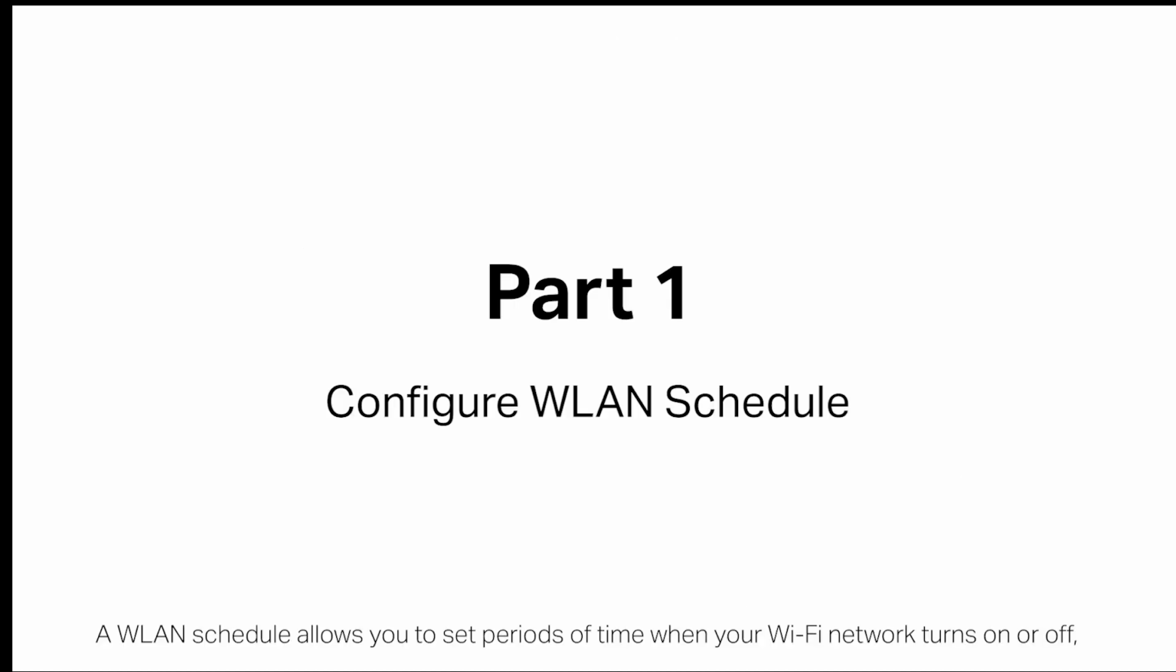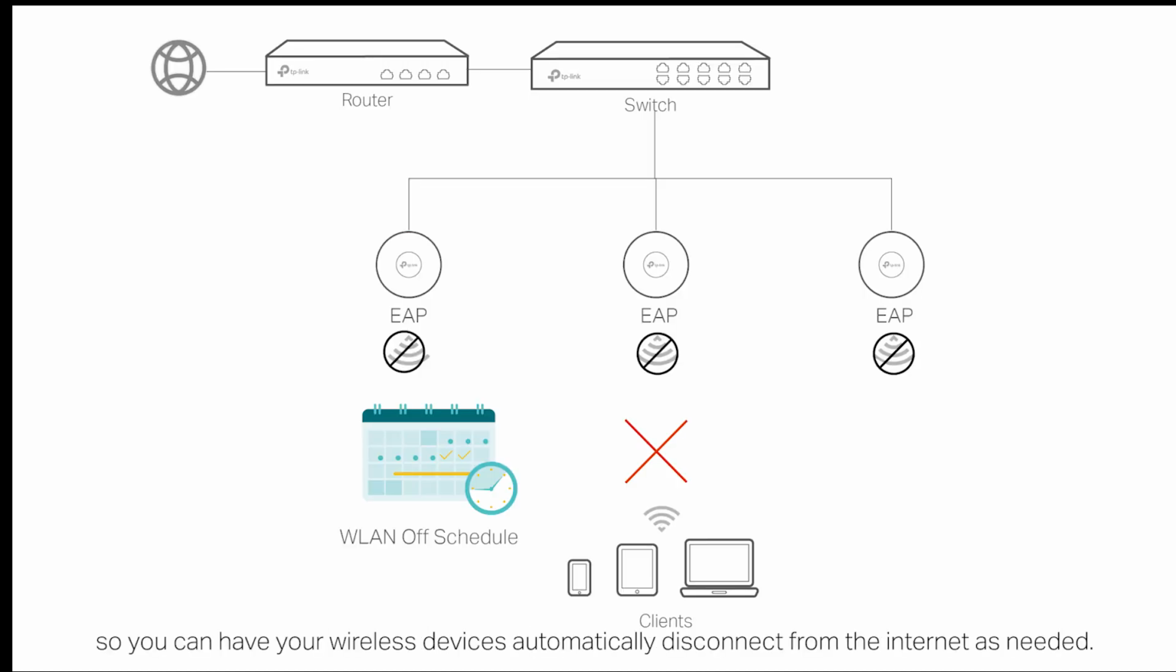A WLAN schedule allows you to set periods of time when your Wi-Fi network turns on or off, so you can have your wireless devices automatically disconnect from the internet as needed.